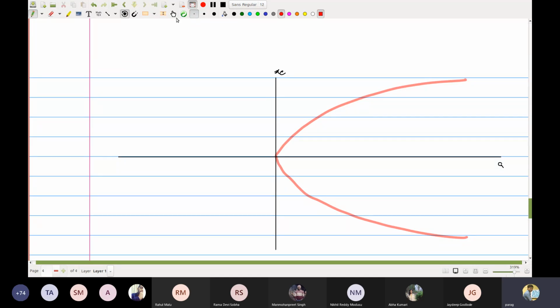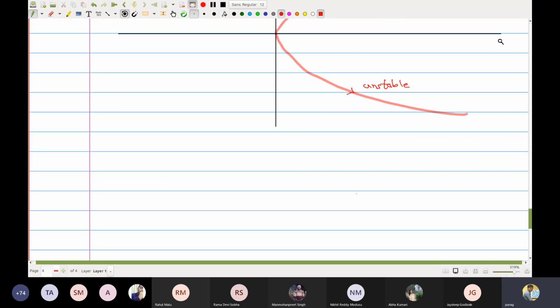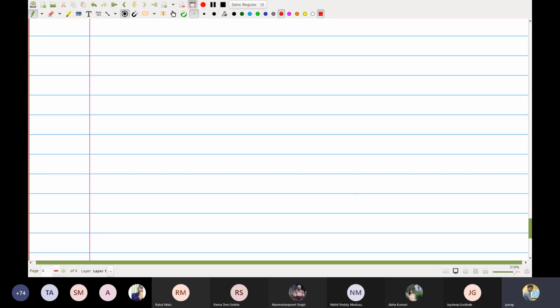So I can write here this stable and this unstable. Pretty simple, right? And finally, when we take the third case, you will see that there would be a drastic change in the feature of the bifurcation diagram.